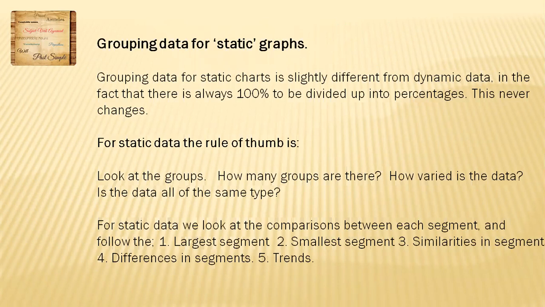For static data, we look at the comparisons between each segment, and we follow these rules. We look at the largest segment, the smallest segment, segments that are similar, segments that are different, and trends, things that follow a particular trend.